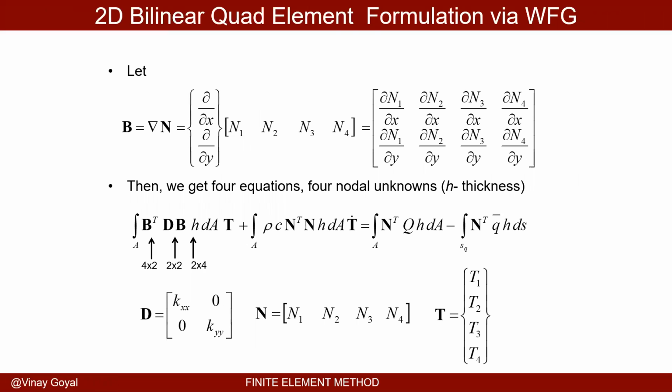So for the 2D bilinear quadrilateral element formulation, the only thing now is I have this extra shape function, but everything else is the same. I just get a 4 by 2, 2 by 2, 2 by 4, and so forth. It's the same formulation, but now it's just an extra node. The procedure is the same, nothing changes. These integrals can be calculated in a straightforward manner, and that will allow us to find an expression for the general element formulation.